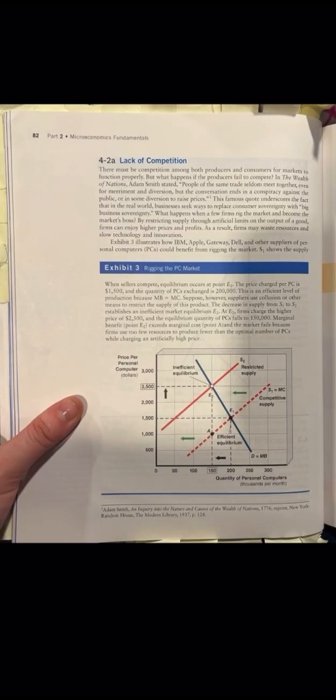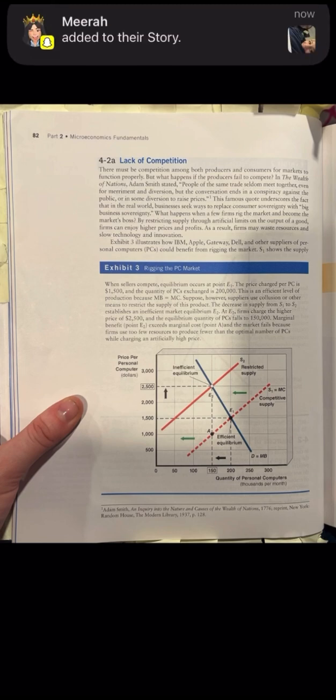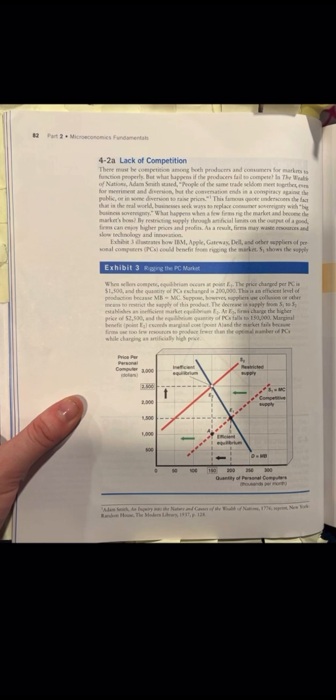4-2A. Lack of competition. There must be competition among both producers and consumers for markets to function properly. But what happens if producers fail to compete? In The Wealth of Nations, Adam Smith stated, people of the same trade seldom meet together, even for merriment and diversion, but the conversation ends in a conspiracy against the public, or in some contrivance to raise prices. This famous quote underscores the fact that in the real world, businesses seek ways to replace consumer sovereignty with big business sovereignty. What happens when a few firms rig the market and become the market's boss?